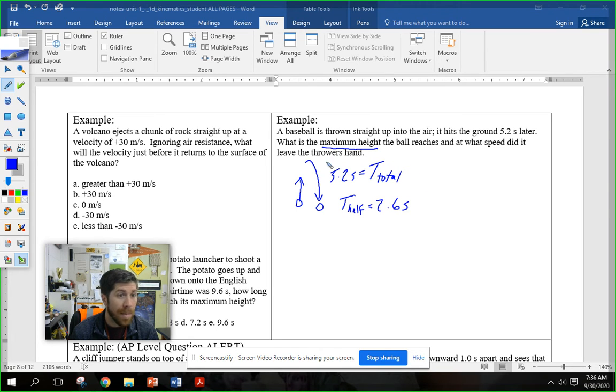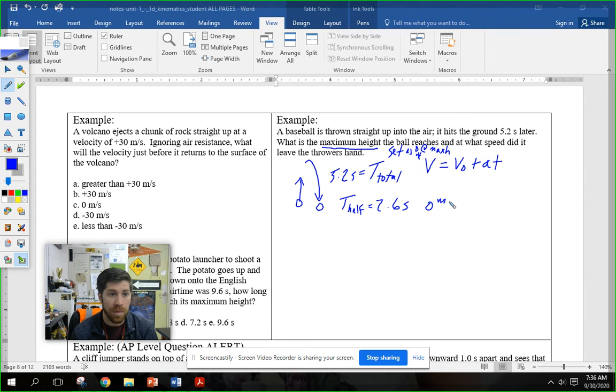And if I think about the maximum height, the velocity for just a second is going to go to 0. So thinking about that, I can use kinematics to find how fast it left the thrower's hand. Thinking in my very most basic equation, v equals v sub o plus at, if I know the t and I know the acceleration, I can find the initial velocity, v sub o, because at the highest point, the velocity goes to 0. So I'm going to set this final velocity as 0 at max height.